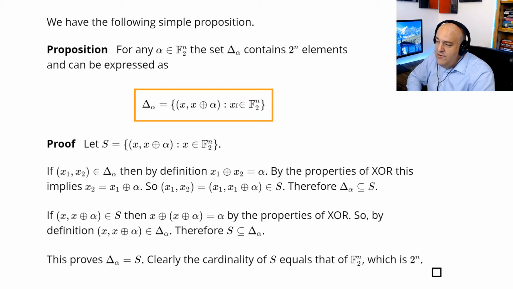And since F2^n has 2^n elements, and x is the first element of these ordered pairs, then delta alpha must also have a cardinality of 2^n. Maybe the abstractness of the proof makes it look more complicated than it is, but this is the first thing to observe, that the set of all ordered pairs which have a difference of alpha can be parameterized by x comma x plus alpha. Of course, you could put the x in the second coordinate, and then the first coordinate would be x plus alpha, but it doesn't matter.